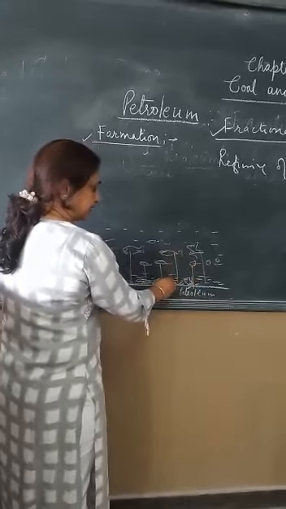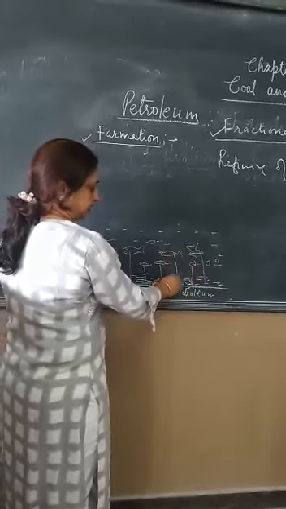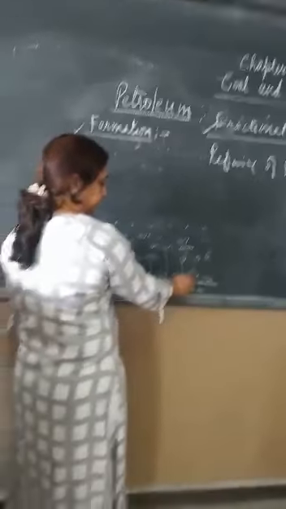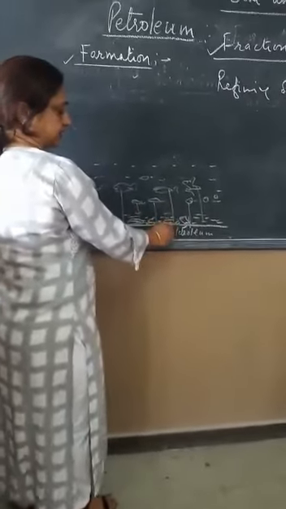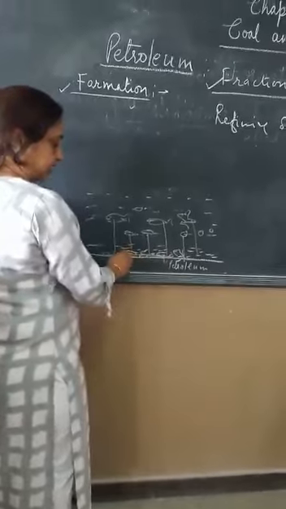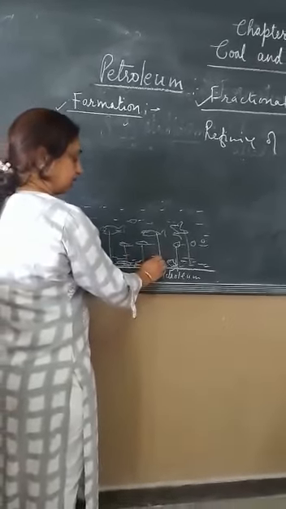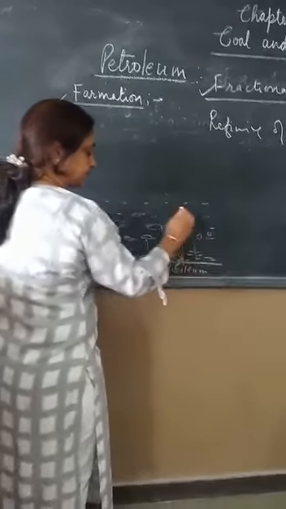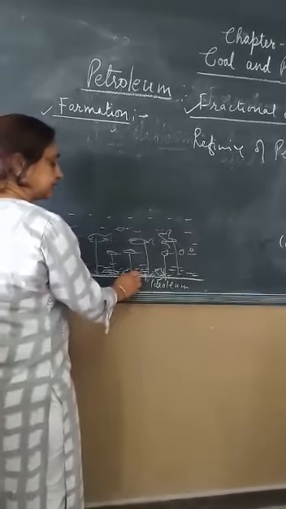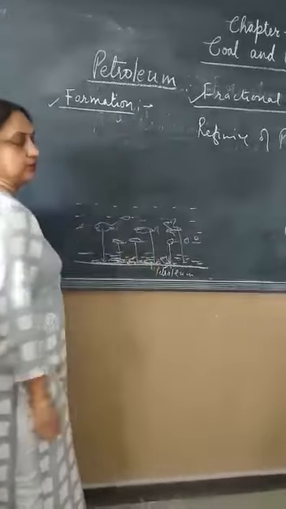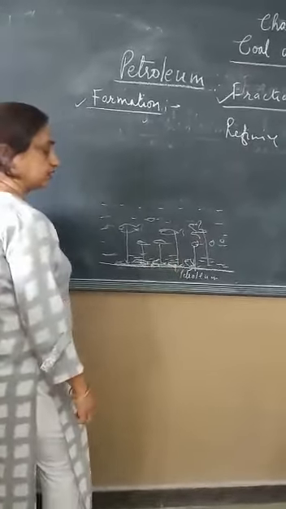More and more soil, clay get deposited over these dead animals, and over millions of years, under high pressure and high temperature in the absence of air, these dead animals get converted into petroleum. This is how petroleum is formed.